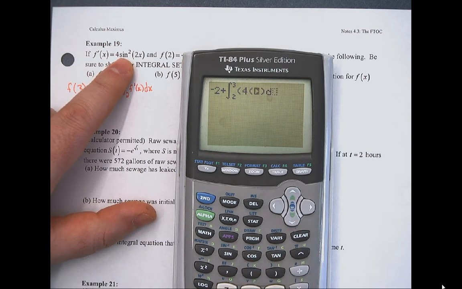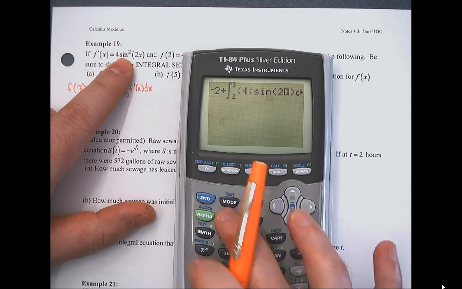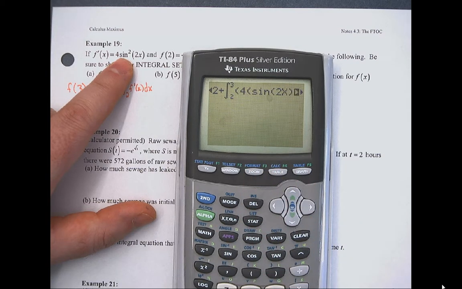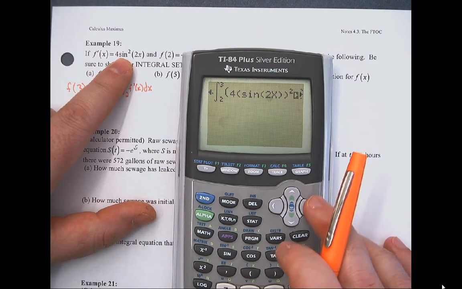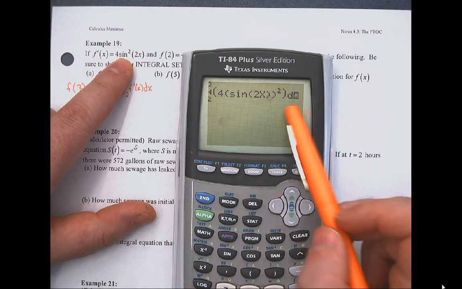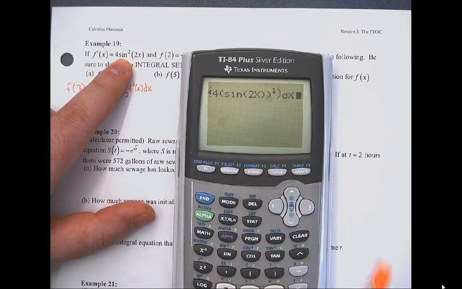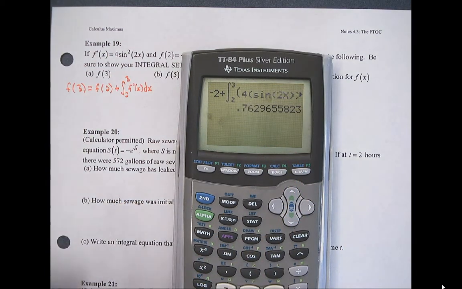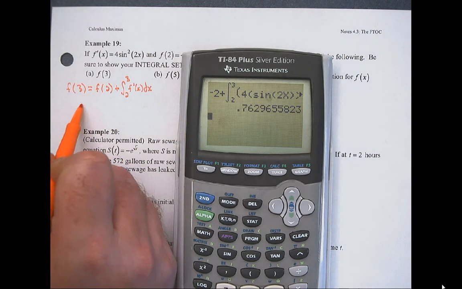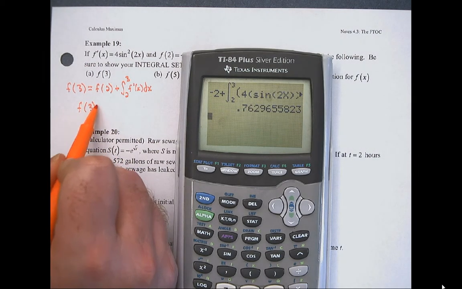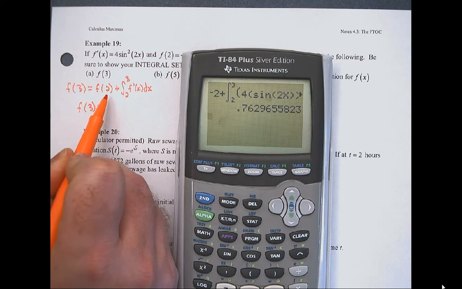Okay, so let's see how you did. Notice I put the 4 in first and then the parenthesis, because I don't want to square the 4. So I've got my parenthesis around the 2x. I've got the parenthesis around the sine of 2x. That's the thing that needs to get squared. Then I'm going to finish my parenthesis around my integrand, and then I'm going to evaluate according to x. So I got f of 3 is equal to 7.762.